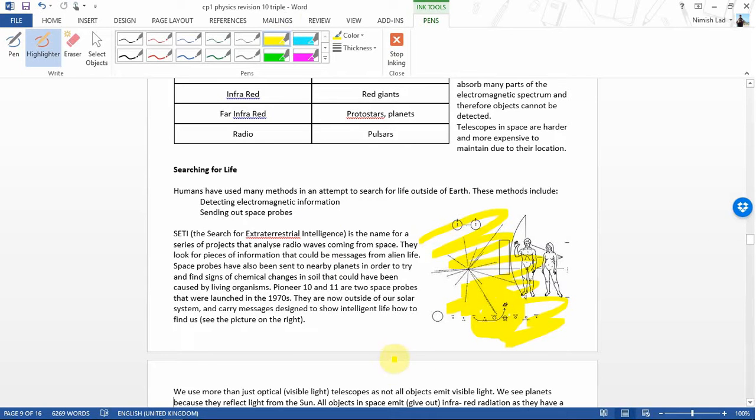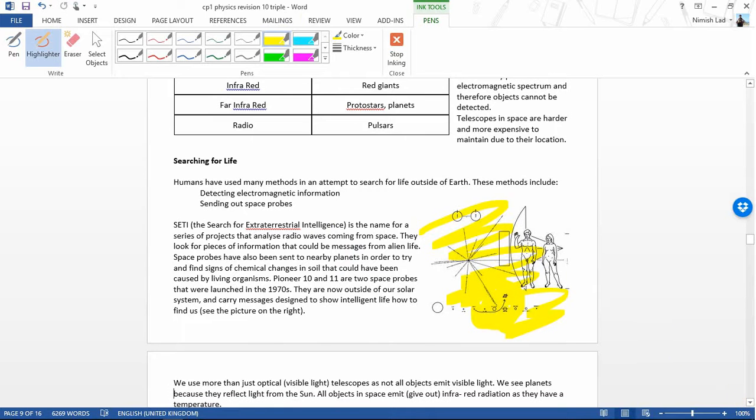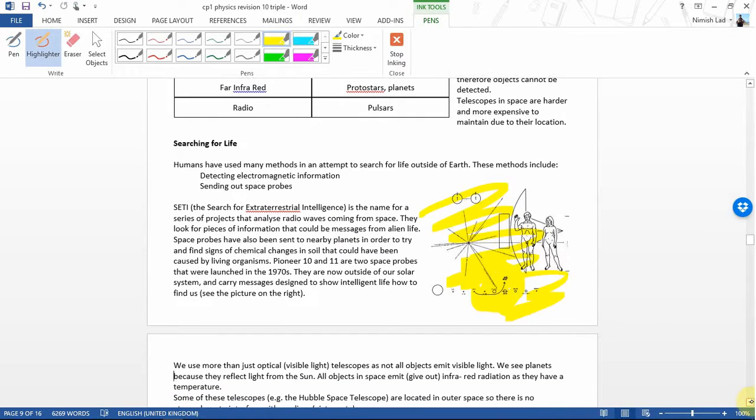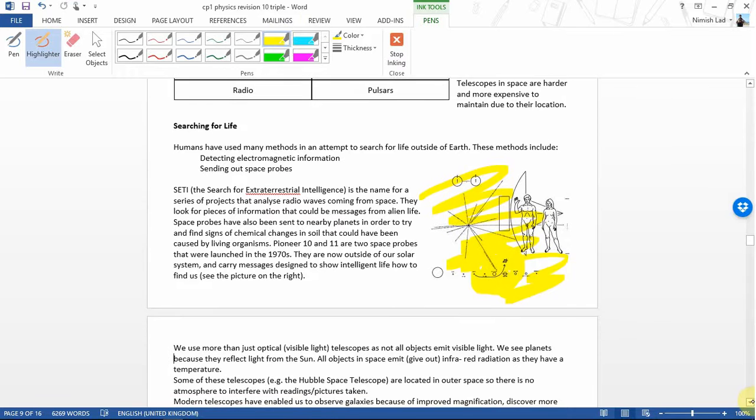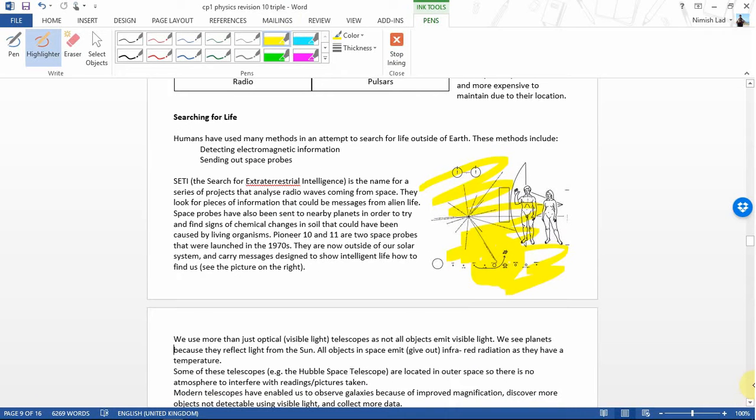We've analysed radio waves coming from space, looking for patterns, looking for signals, and hopefully we might find something one day which tells us that we are not the only life in the solar system. We use more than just optical, because not all objects give out optical or visible light. Some give out infrared, some give out others.